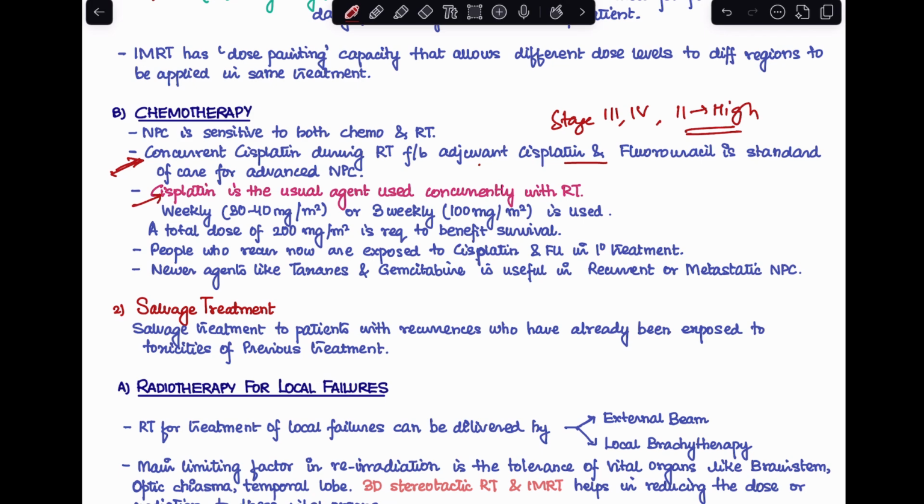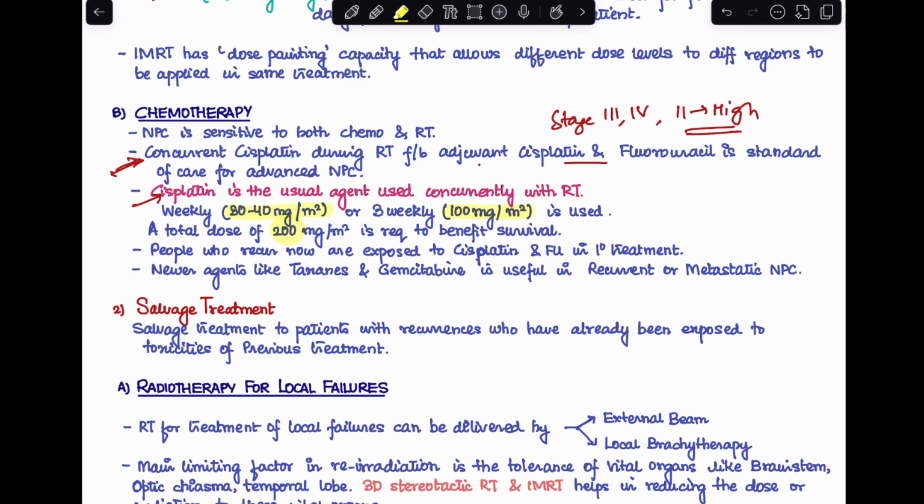The dose of cisplatin would be a weekly dose of 30 to 40 milligram per meter square or a 3 weekly dose of 100 mg per meter square. So what we need here is a total dose of 200 milligram per meter square to benefit survival.